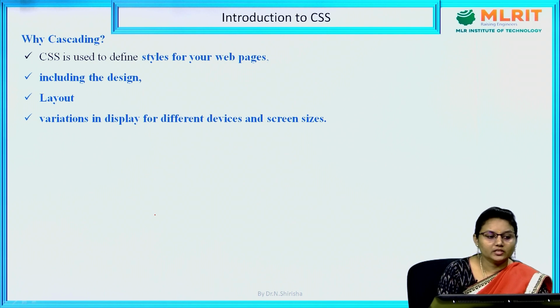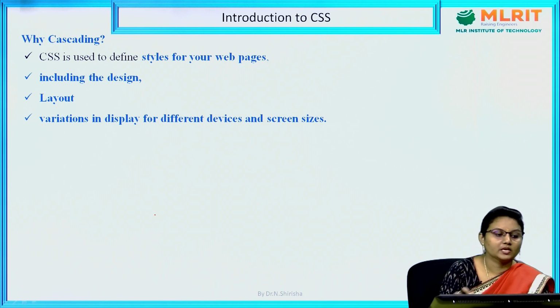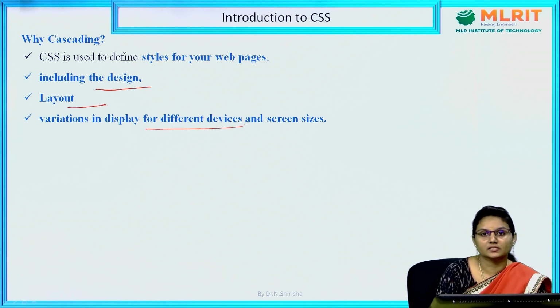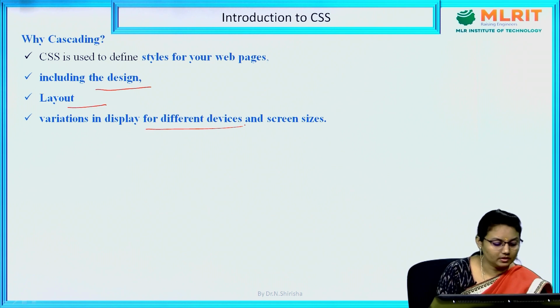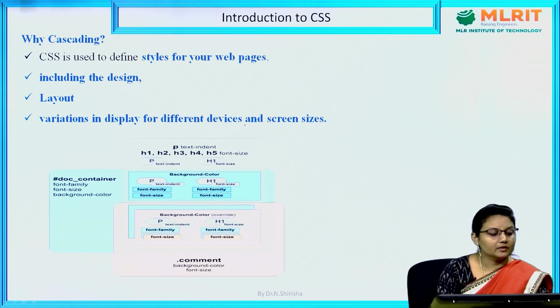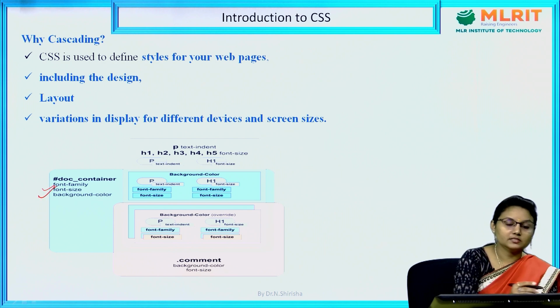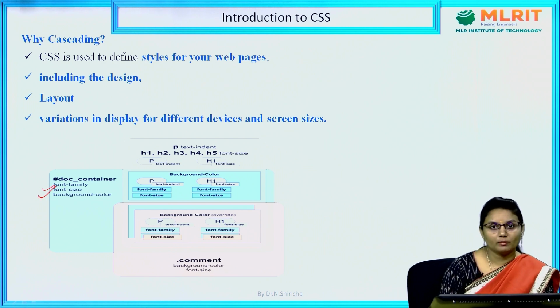Cascading style sheet is used to define the styles of your web pages, including the design, layout, and variations in display for different sizes and different devices. Here we have a document container with a font family, like Times New Roman, Calibri and so on. Normally we use Times New Roman for documentation purposes, and the size should be 12 for general text. For headings we give 16, and for subheadings we follow 14. If you want to apply that sort of font sizing, we go for font size.